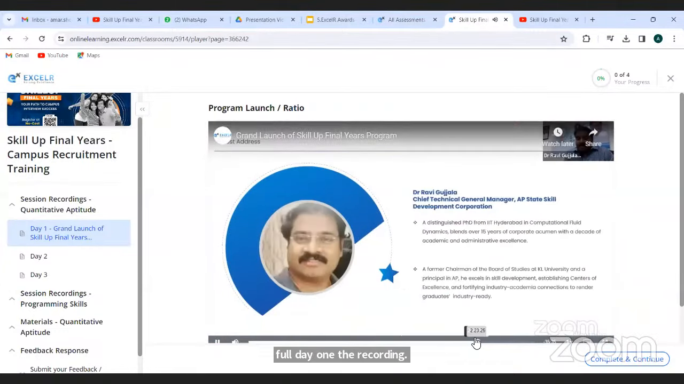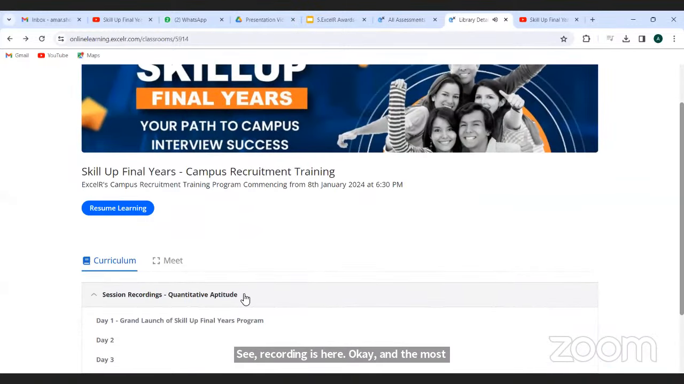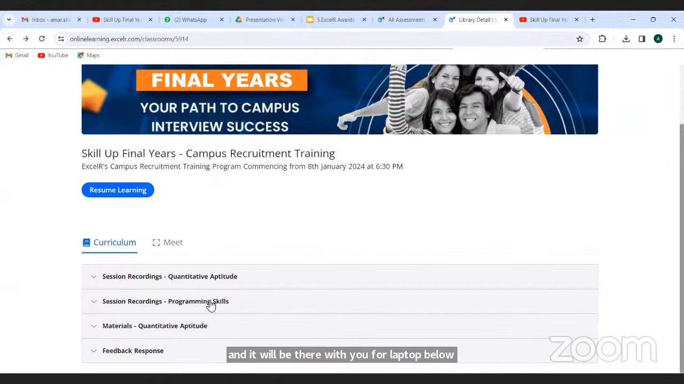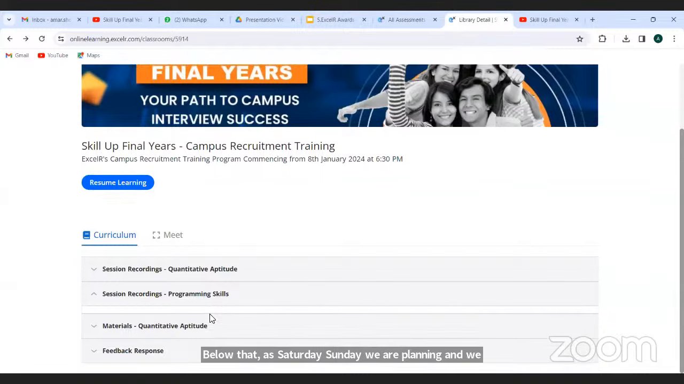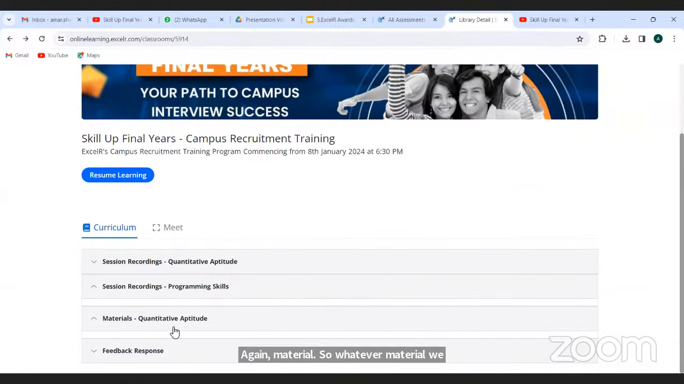See, the recording is here. The most important thing, the recording is there for your practice purpose and it will be with you for lifetime. Below that, on Saturday and Sunday we are planning to run a programming skill session. We'll upload the recorded session here. Again, material: whatever material, like the PDF that sir said he will share, I will upload that PDF here, and you will get it here only. And again the feedback response.